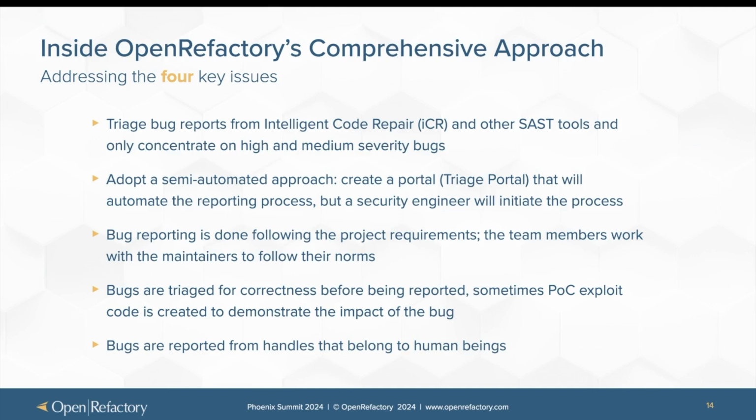The team members work with the maintainers and follow their norms. In order to motivate maintainers that a fix is needed, sometimes the security researchers also created proof of concept exploit code to demonstrate the impact of the bug. And finally, the bugs are reported from handles that belong to human beings so that they at least do not appear to be reported from a bot. These tweaks definitely paid off.